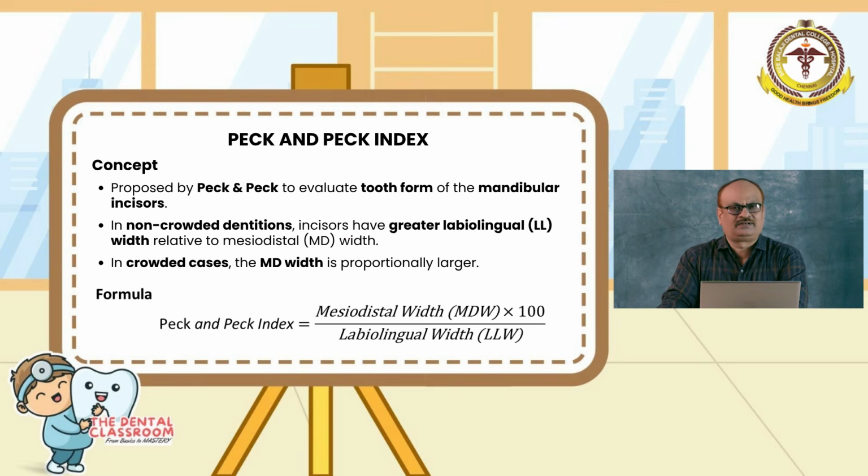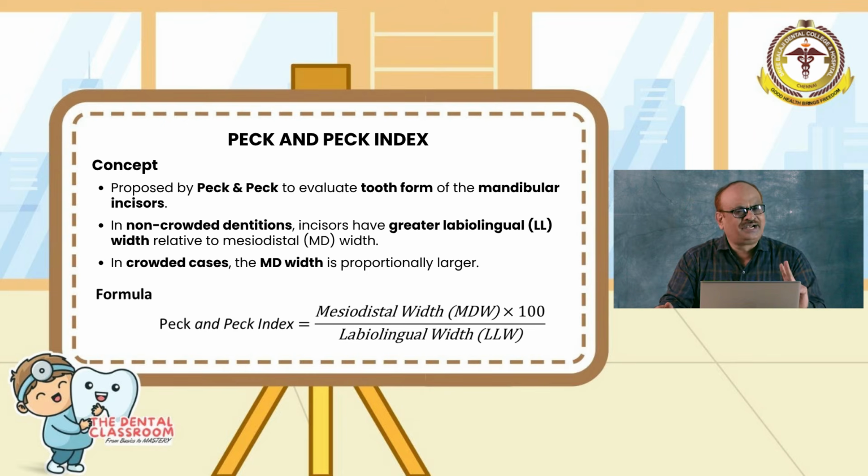Next comes the Peck and Peck index. According to the Peck and Peck index, it is done in the mandibular lower anterior teeth. The name indicates that the mesiodistal dimensions of the lower incisors maintain a certain ratio with the labiolingual dimensions. If the mesiodistal dimension is increased in proportion to the labiolingual direction, you have to go for reduction of that space. So, he has given a certain ratio, 10 and 11 millimeters. How to predict it? If this ratio is not maintained, you have to do stripping.